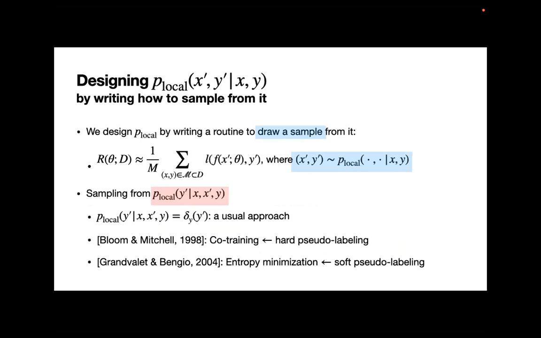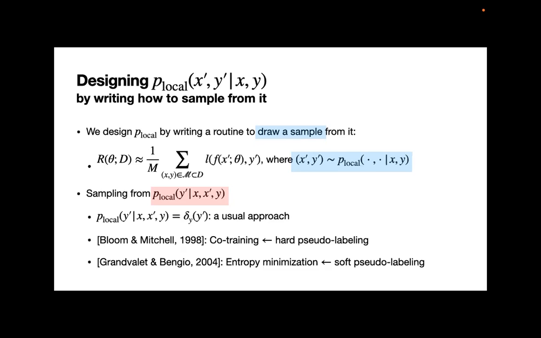So once we do that, the next thing we need to do is sample the corresponding y prime, that is the label that corresponds to x prime. We talked about the usual approach, which is simply saying, okay, let's use the same label from the original x, from which we sampled the x prime. But there are a couple of other ways to go about it.